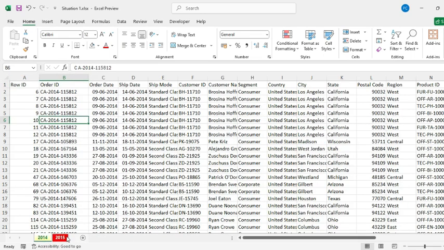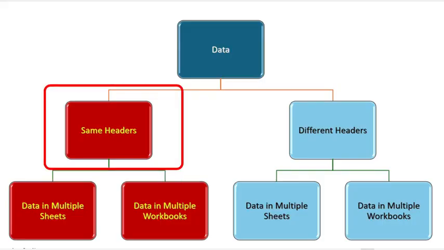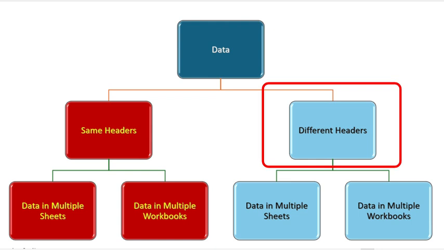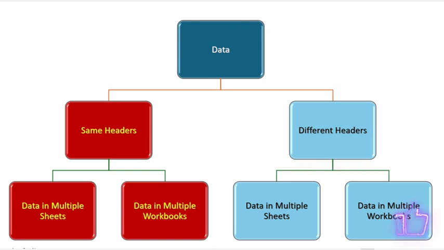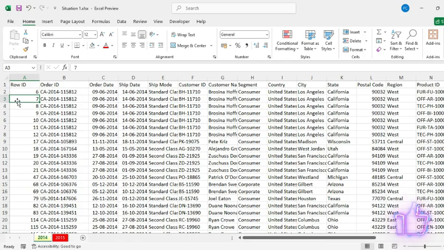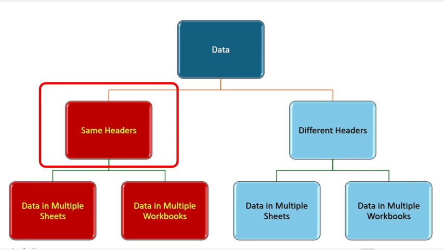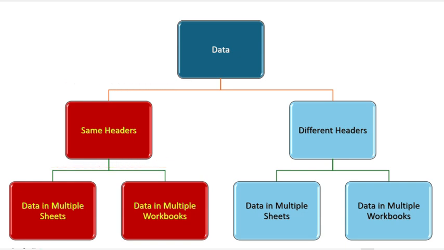There will be two categories of data. Either all the datasets have the same headers or the headers will be different in different datasets. In this tutorial, I am assuming that the datasets have the same column headers. In this category, two situations might occur.